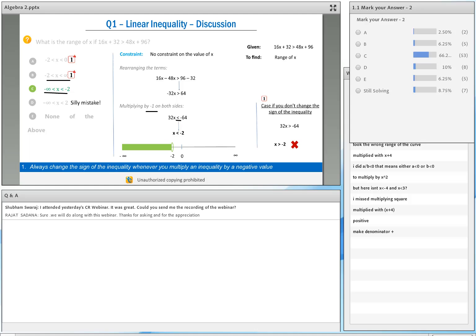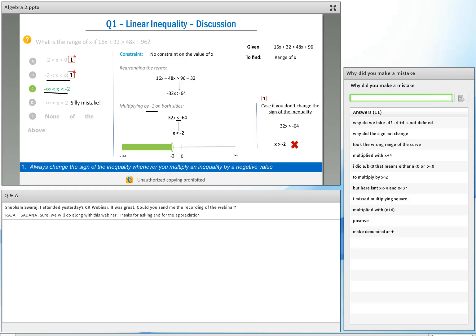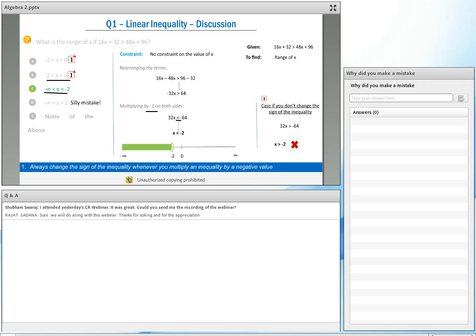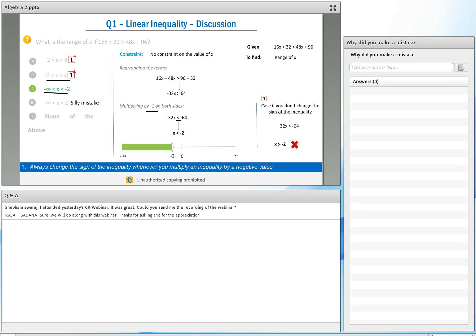Those of you who made a mistake, was it because of not reversing the sign of inequality? Let's figure out why you made a mistake. The few of you who made a mistake over here: silly mistake with a selection of choice. Okay, you didn't read the choices properly. Selected choice D. And then, as this says, this is typically a silly mistake.